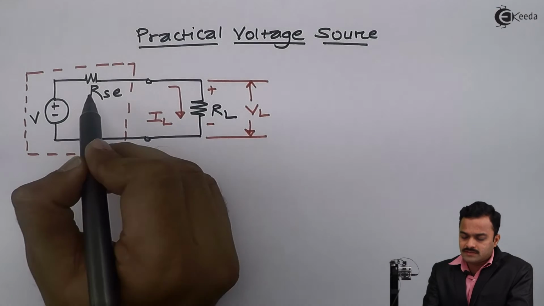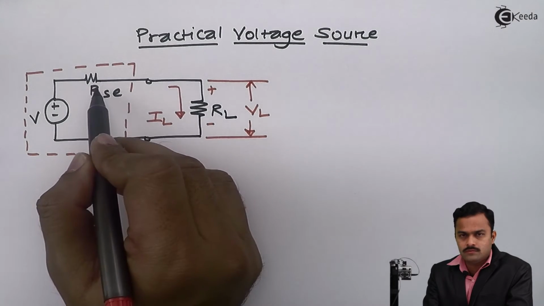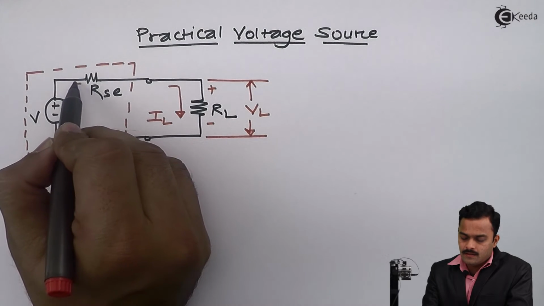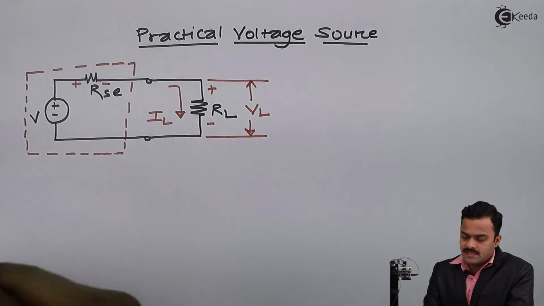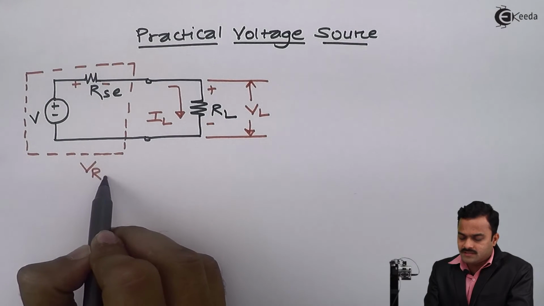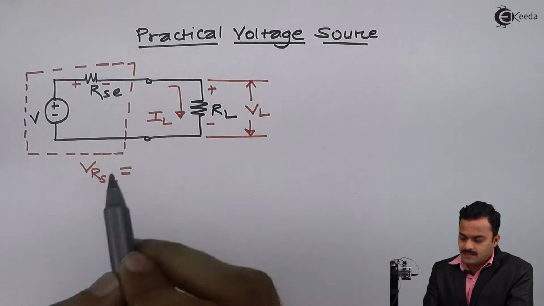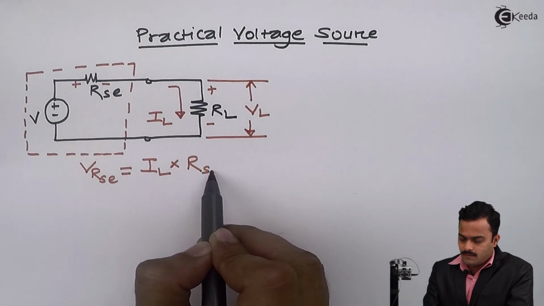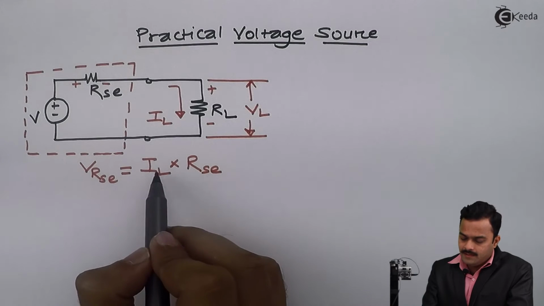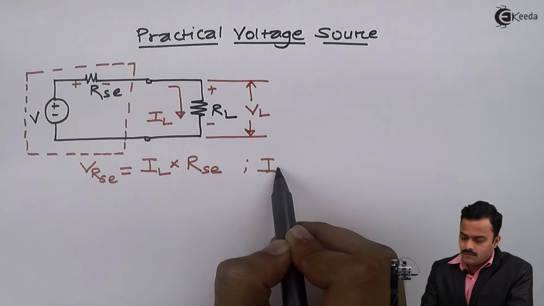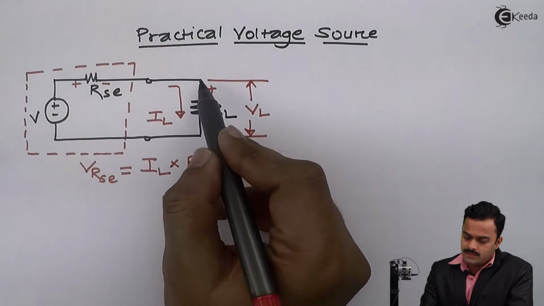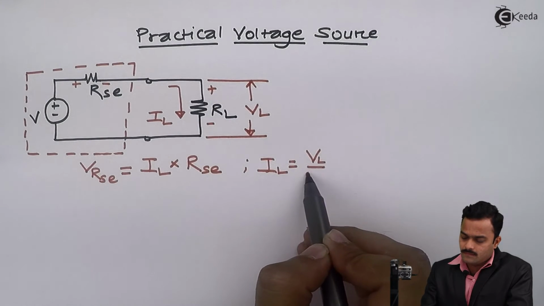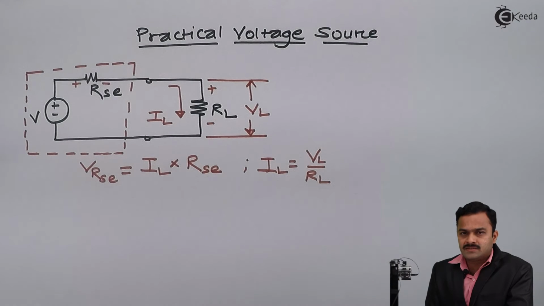Now because of this resistance which is in series with the load, some drop will be there, and that drop is given as, so the voltage across this series resistor is nothing but IL multiplied by RSC, and the IL value will be given as the voltage across the load resistor divided by its value.